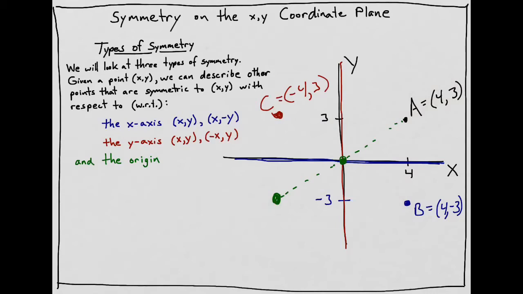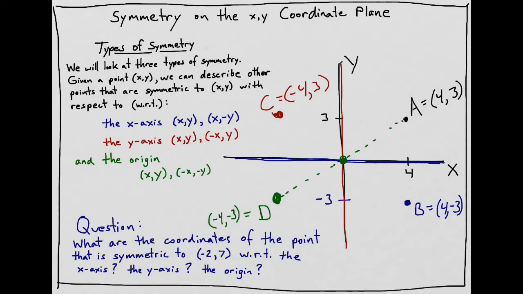And so point D, if it's symmetric with respect to the origin to point A, is going to have coordinates that are exactly opposite, -4, -3. In general, when points are symmetric with respect to the origin, their coordinates are going to look like x, y and -x, -y.